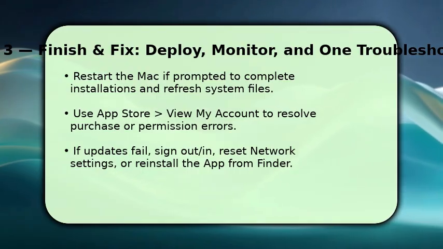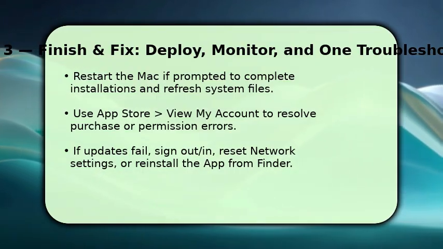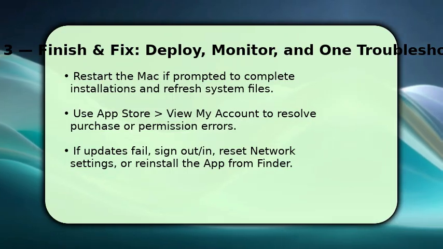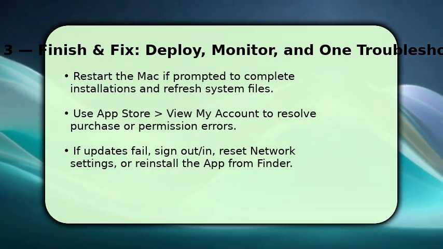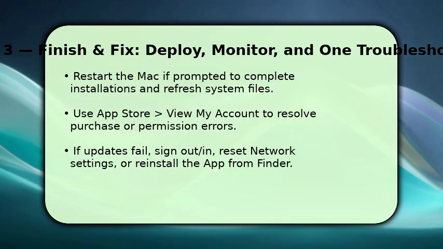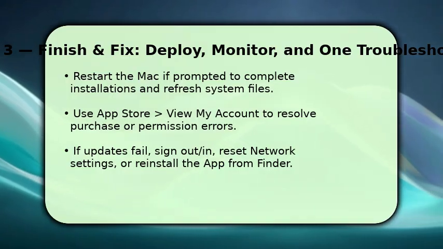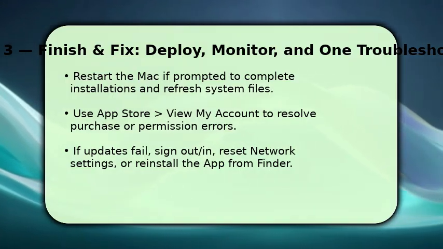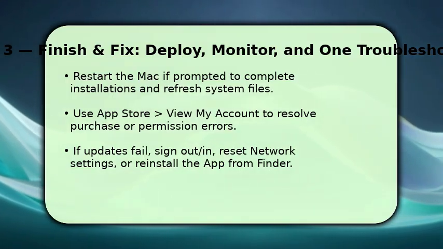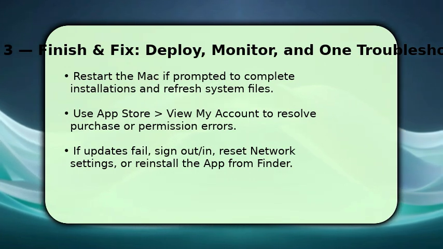If you encounter errors, go to App Store, View My Account to check purchases and permissions. Sometimes signing out and back in fixes validation problems. If an update still fails, reset network settings, restart again, or reinstall the affected app from Finder. These steps resolve most common issues.